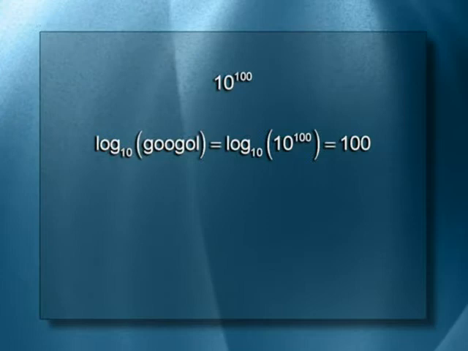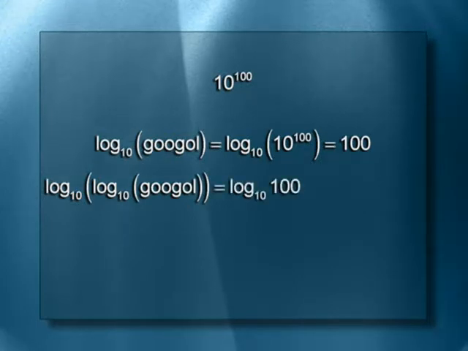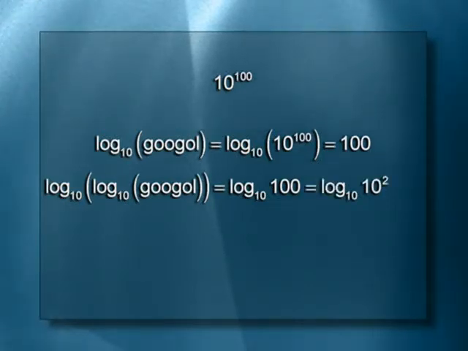Okay, let's log it again. Let's log the logarithm of a googol. What do we get? Well, we get logarithm of the answer we just obtained. So it's logarithm base 10 of 100, which is 10 squared. And now again, we have that cancellation, and the answer is 2.